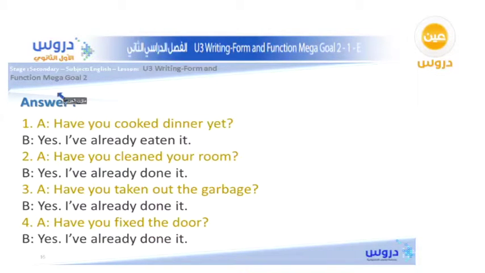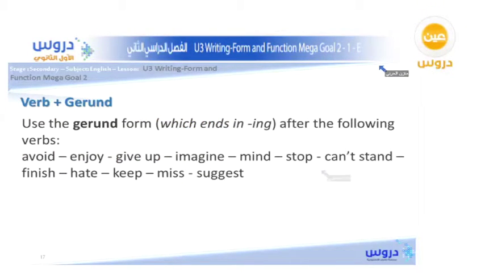So you notice here that in questions we started with the form of have, and then the subject, and then the third form of the verb, okay, and we use yet just to indicate if it's just happening or not, and with the answers, of course, we use already. That is an indication that the action is just happening now or just before now.